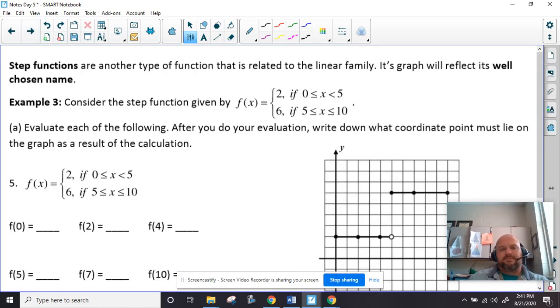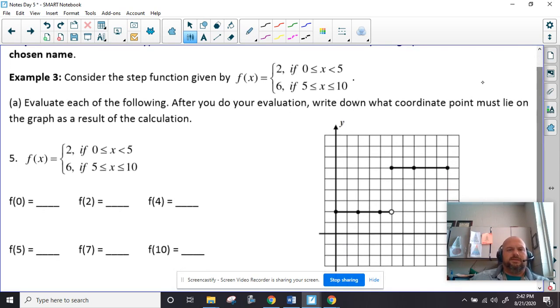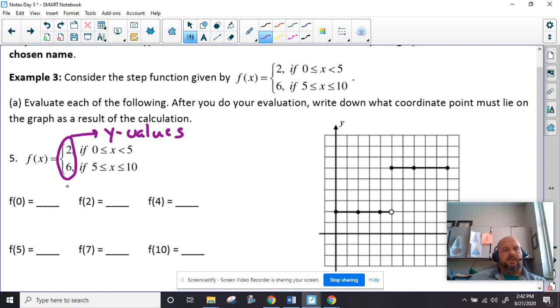All right. Now, step functions, they look like stairs. So I'm going to actually have another video about all the non-linear and not linear stuff here in just a second. But right here, here's basically all this kind of stuff. What you need to know, this right here, these are our y values. Okay, what is in front of the comma is the y values.